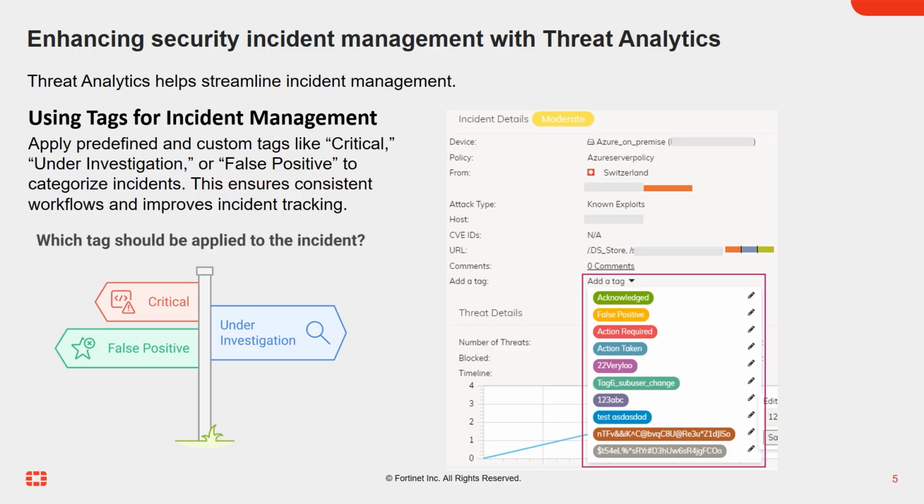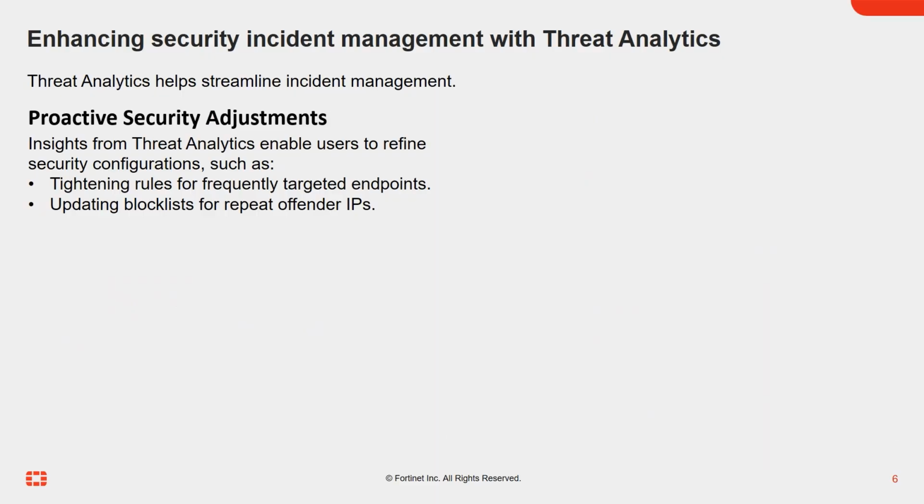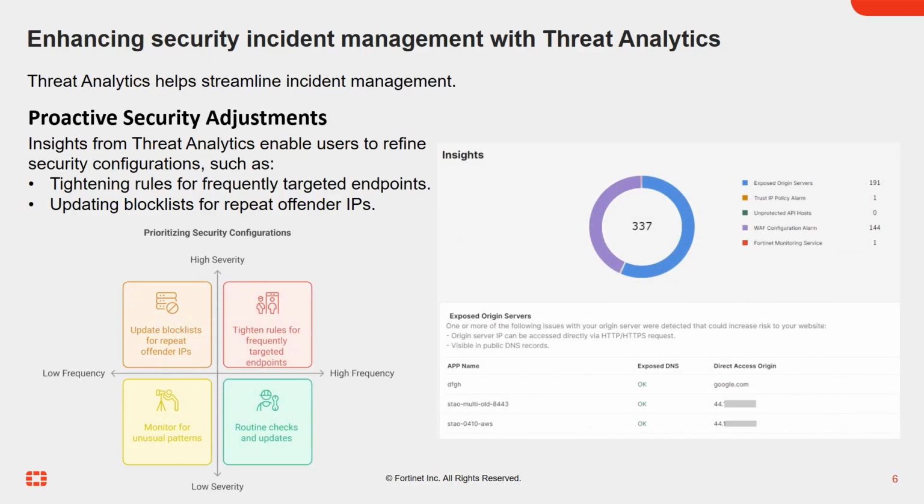If an incident turns out to be caused by legitimate traffic anomalies, tagging it as false positive helps prevent similar unnecessary alerts in the future. Use the Insights page to fine-tune your security settings, such as strengthening rules for frequently targeted endpoints and updating block lists with repeat offender IPs.